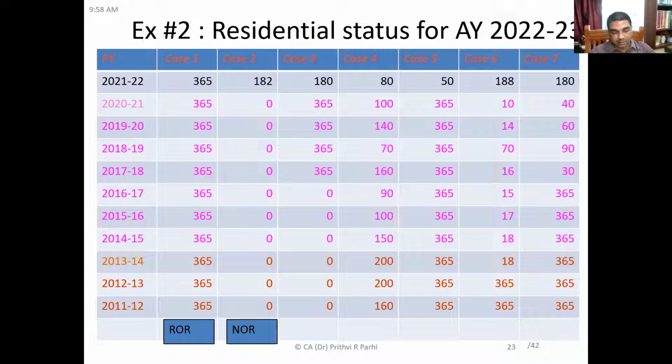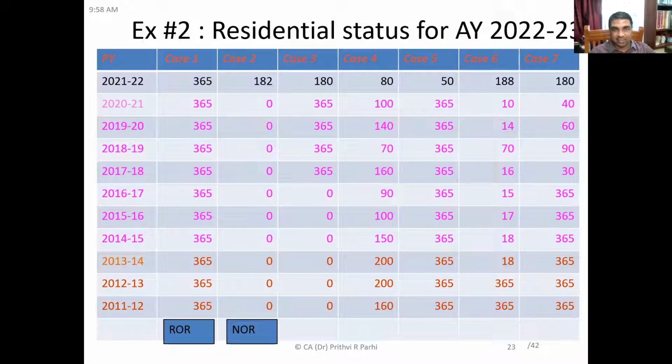Resident but ordinary. Resident and ordinary resident, because you have seen in 7 years. You have seen the data in 10 years also. Okay, 730 days or more are resident in 2 preceding previous years.